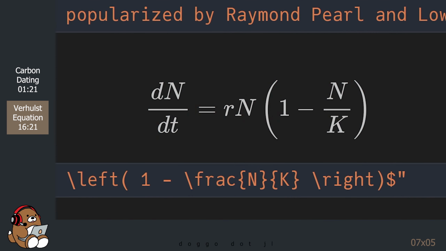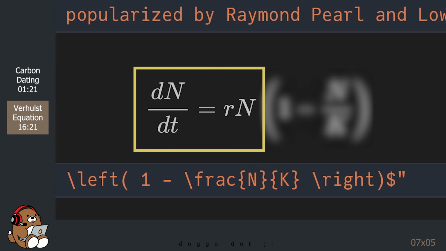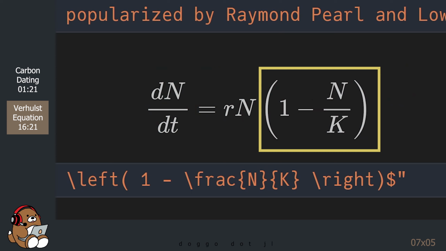I know that this equation looks a lot more complicated than the previous two examples, but if you ignore the part in parentheses, you'll see that the first part of this equation is exactly the same as the equations for both growth and decay. The part of the equation in parentheses defines how the population slows down as it approaches a saturation point.